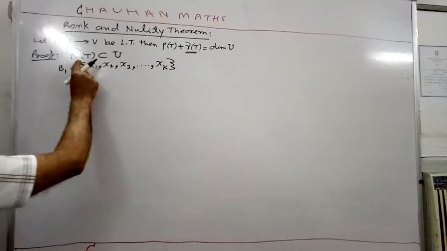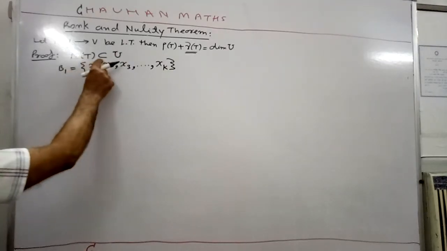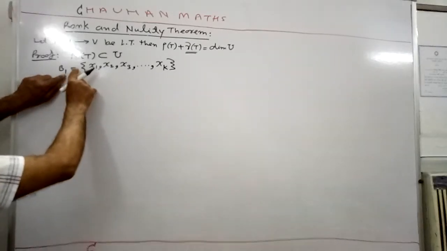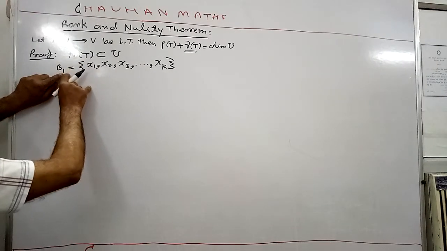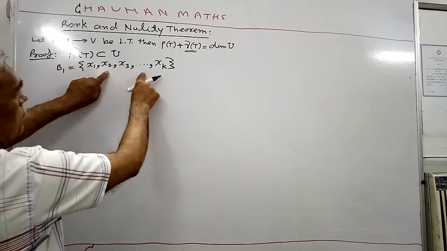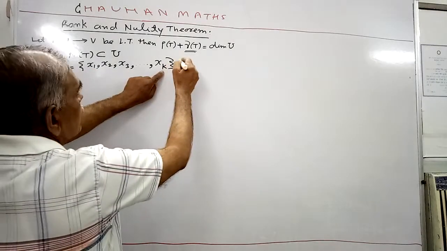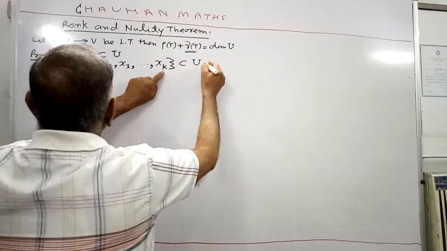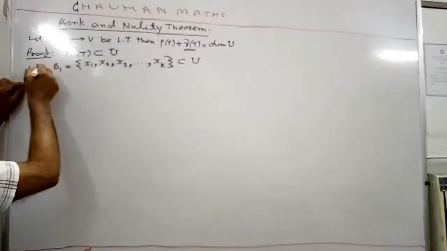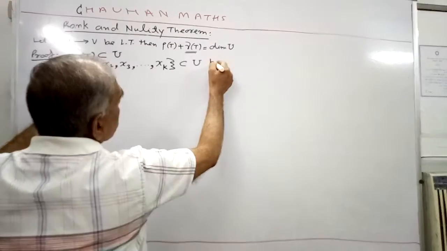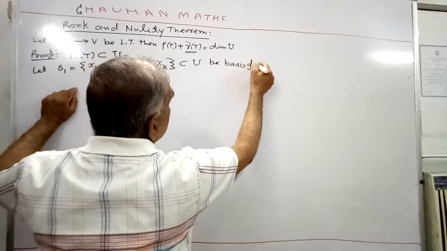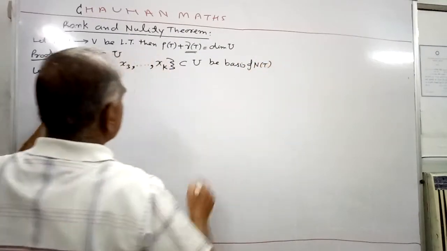We know that the null space is a subset of U, therefore we can take a basis of the null space as B1 equal to X1, X2, X3 up to Xk, and it is also a subset of U. Let this be a basis of the null space of T.